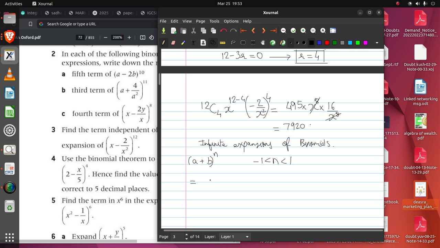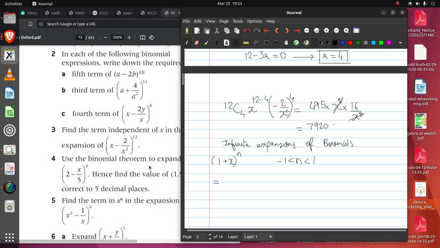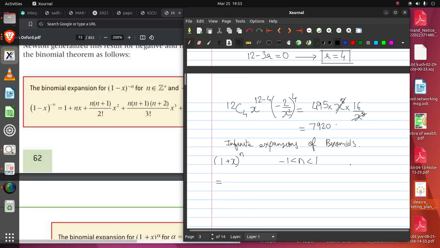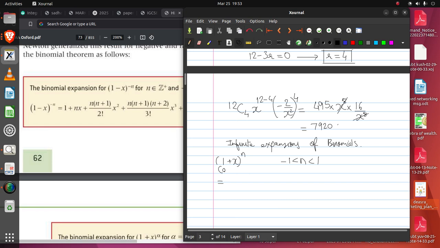pretty straightforward. Obviously it's of a particular type, not every binomial will have an expansion, right? Generally it's 1 plus something or 1 minus something, where a 1 is there, and the formula will be given to you like this. Sometimes in the exam they'll give you a plus b types, so this has to be converted in the form of 1 plus something or 1 minus something.